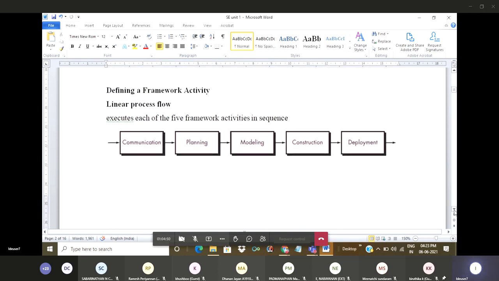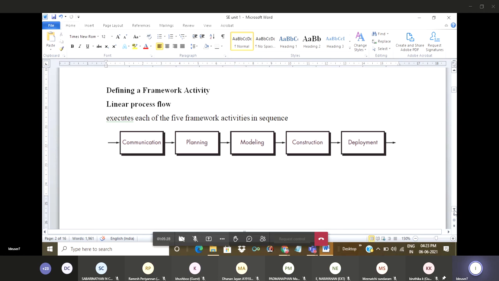So how do we define a framework activity? We have lots of process flows. First one is linear process flow. A linear process executes each framework activity in sequence. Linear in the sense of sequence, so one by one is executed. Each and every activity has to finish one after another.